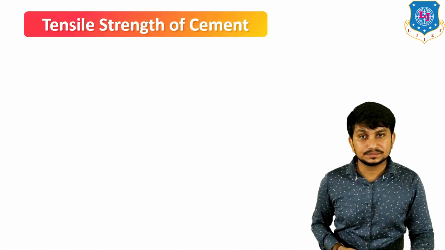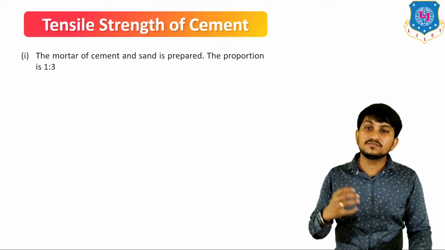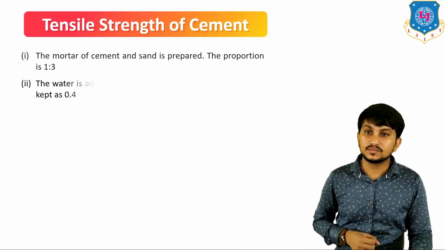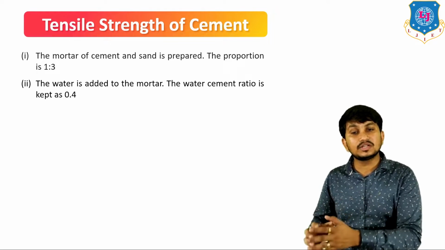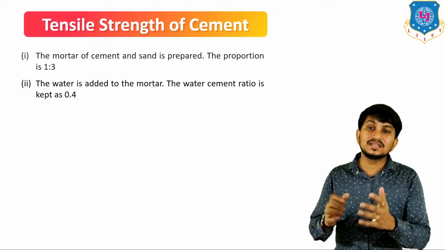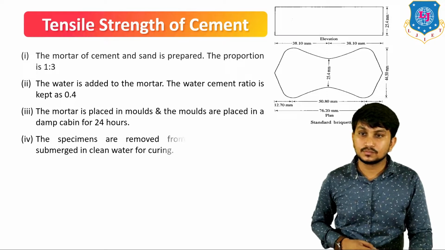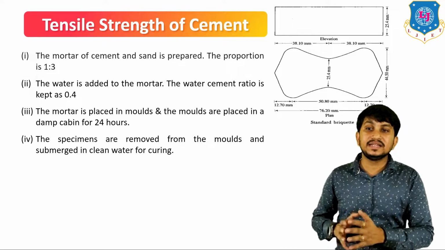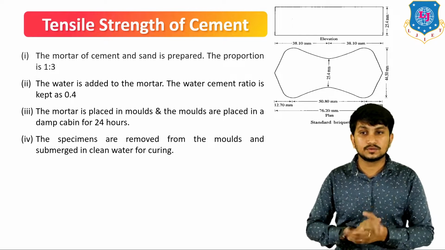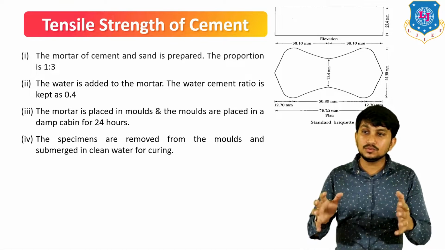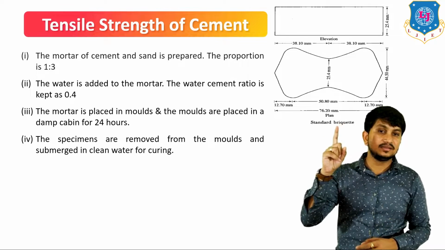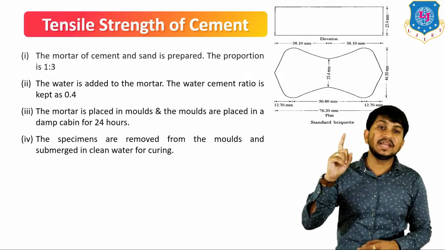Now let's discuss the tensile strength of the cement. For that, first we have to make a mortar in the proportion 1 to 3. Water is added to the mortar with a water cement ratio of 0.4. Then the mortar is placed in molds and the molds are placed in a damp cabin for 24 hours. The molds used for tensile strength of cement look like this, having a briquette shape.